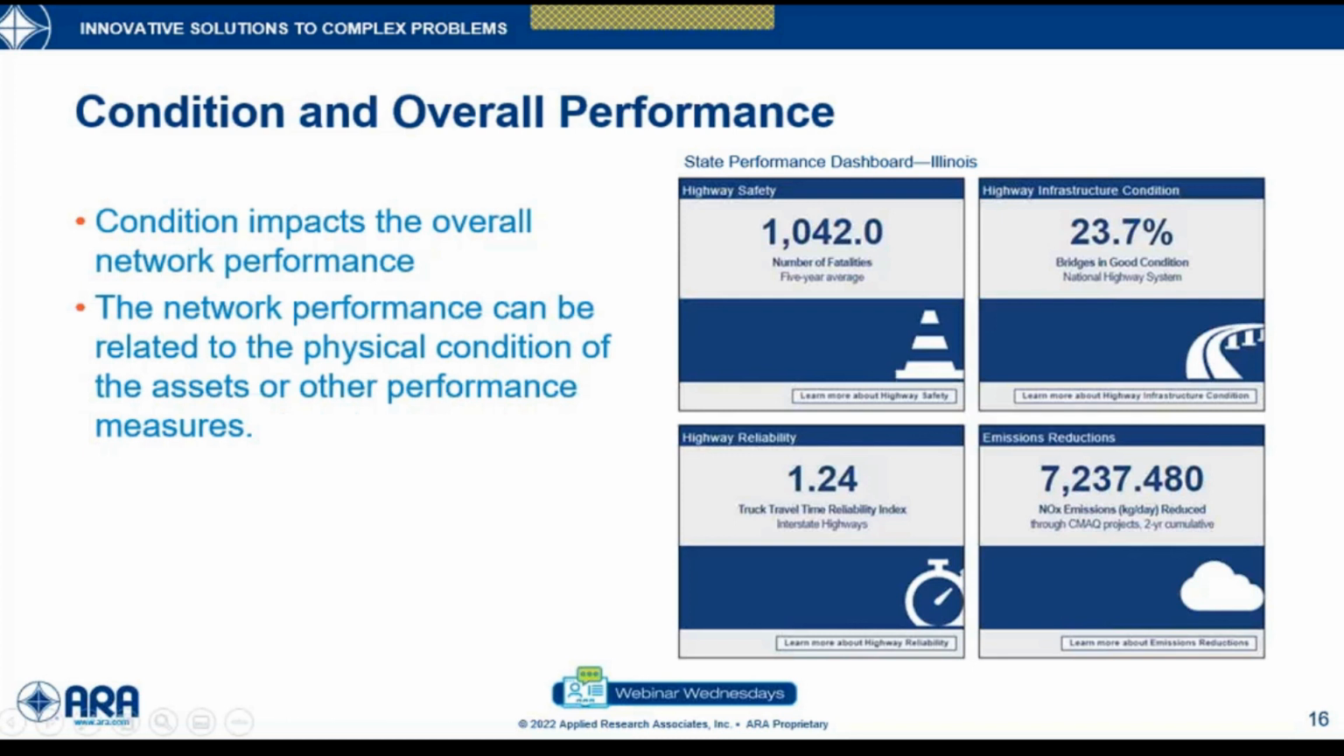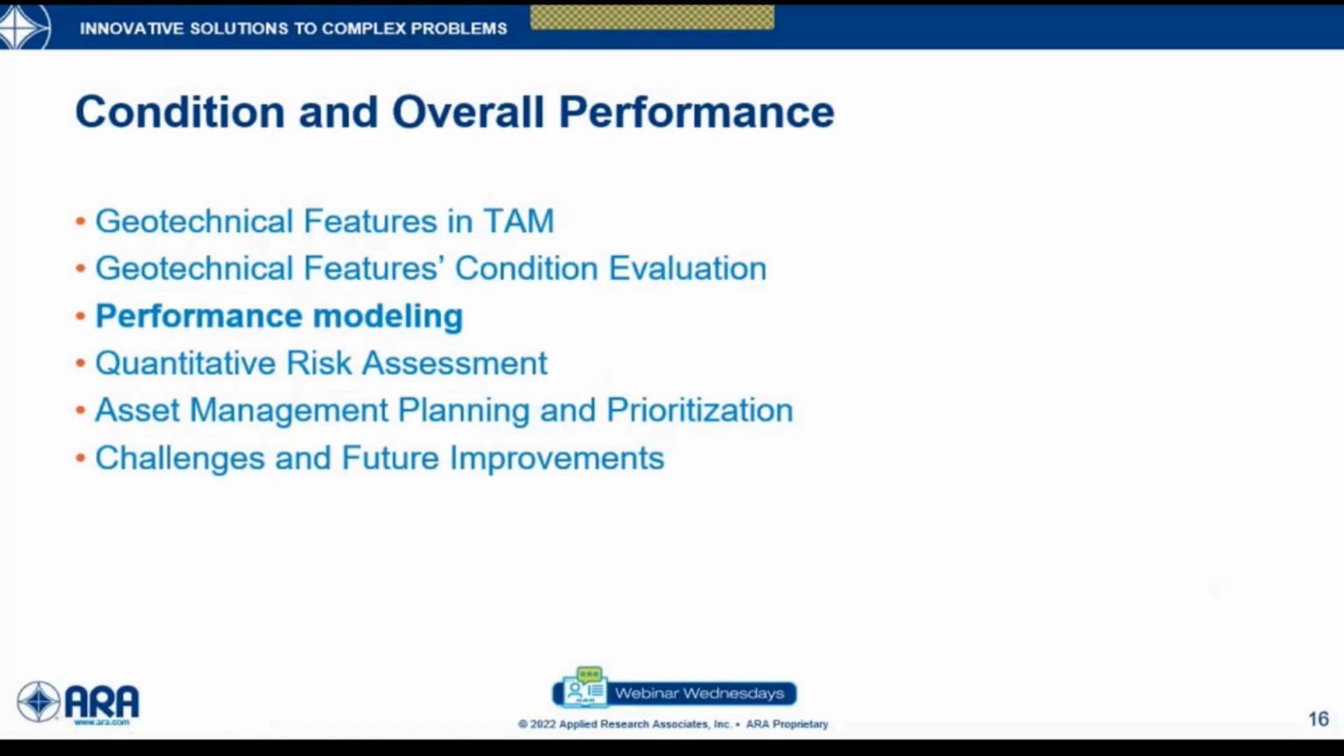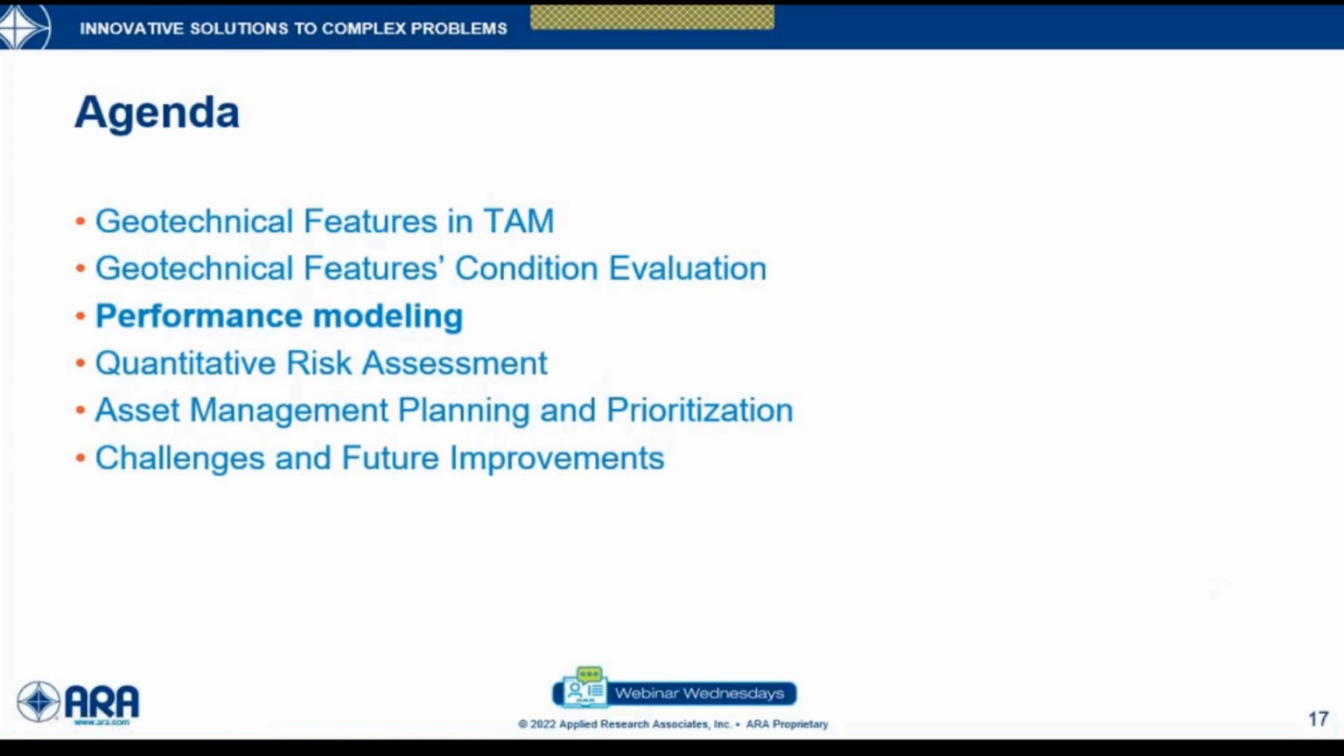So the physical aspect here to the top right corner in this example is talking about bridges, for example. This is the physical condition, and this is one aspect. However, that would eventually affect also highway safety, emissions, reliability, and a lot of other things. And these network level measurements are not only affected by geotechnical assets, obviously. Geotechnical assets is just one component of the network that includes pavements, bridges, and many other assets as well. So assessing the impact of the geotechnical assets on the overall network performance is also an important aspect to keep in mind.